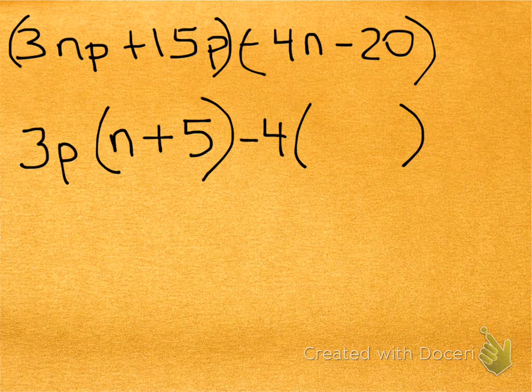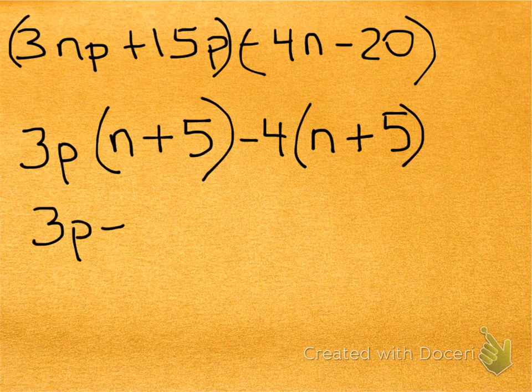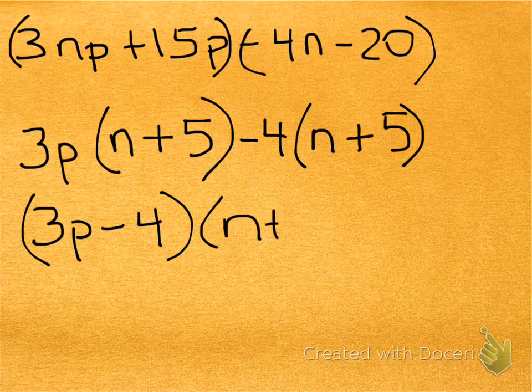And then what's left over is, again, an n plus 5. And then you have your two groups, 3p minus 4, and then n plus 5, and that is your final answer.